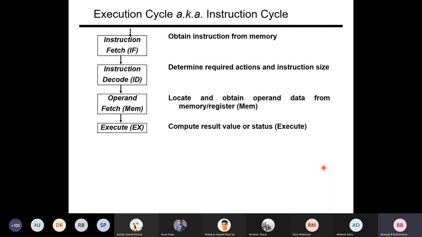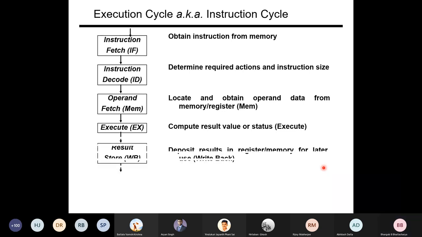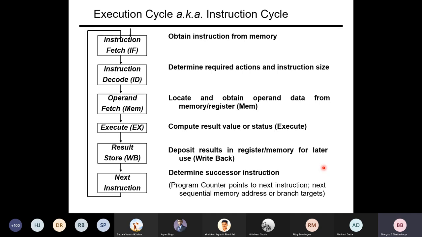That means another memory operation may be needed. And then you execute it depending on what type of instruction it is. And you need to store the result. This is called write back. You deposit the result in either a register or memory, and iterate this processing and fetch the next instruction and so on. How do I fetch the next instruction? By incrementing the program counter, if it is the next consecutive instruction, or by loading the target address if it is a branch instruction. Determine the successor instruction. And that's how the execution continues.